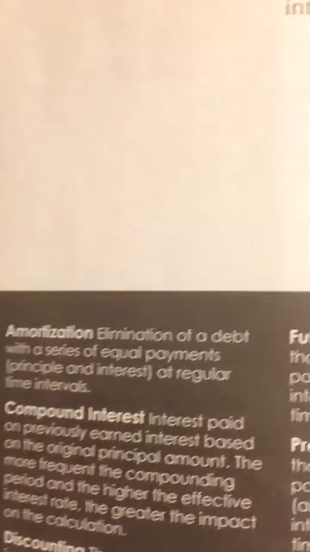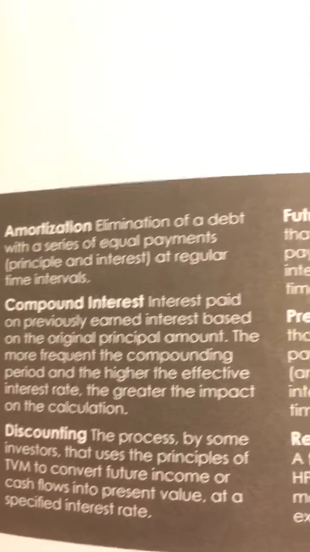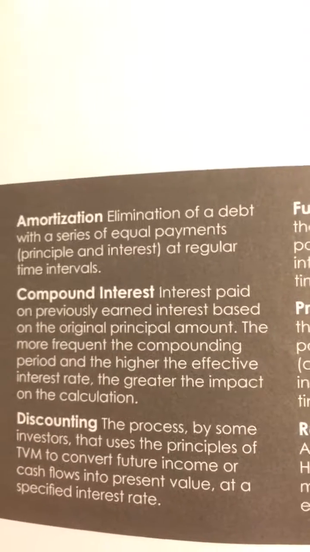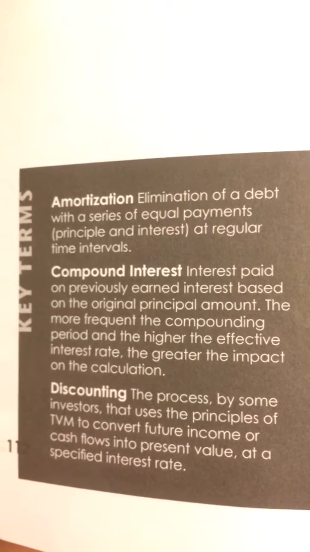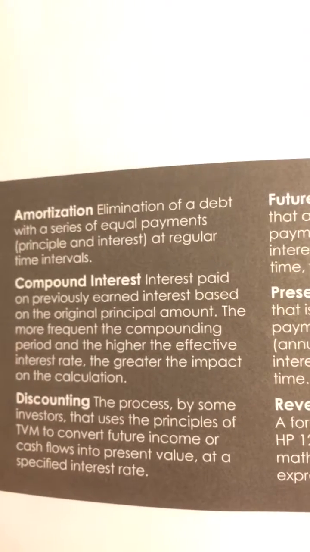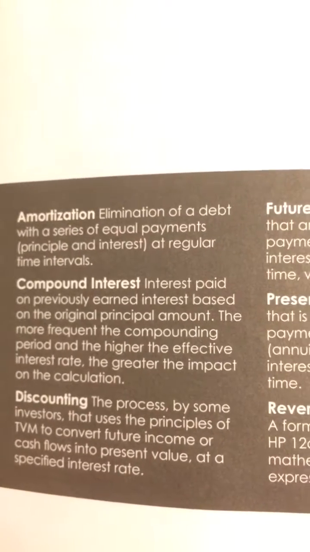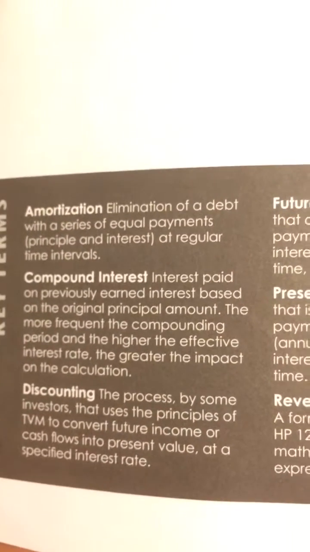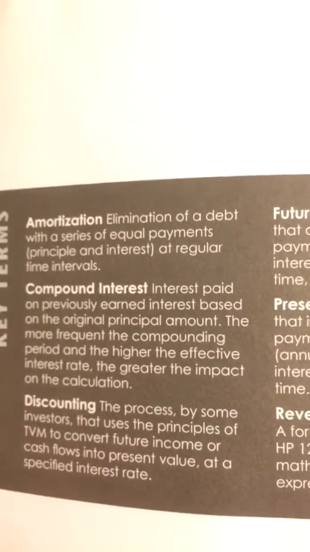Key terms: Amortization, the elimination of debt with a series of equal payments, principal and interest, at regular time intervals. Compound interest, interest paid on previously earned interest based on the original principal amount. The more frequent the compounding period and the higher the effective interest rate, the greater the impact on the calculation. Discounting, the process by some investors that uses the principles of TVM to convert future income or cash flows into present value at a specified interest rate.